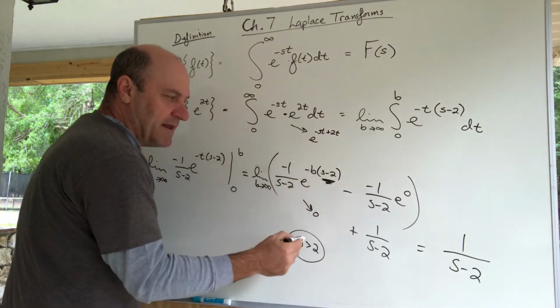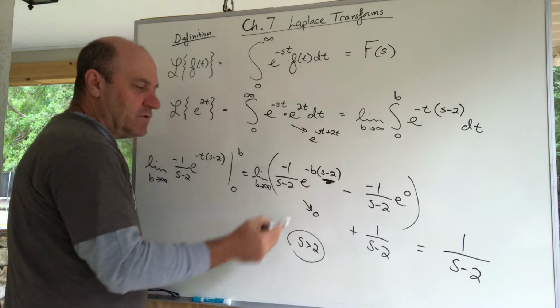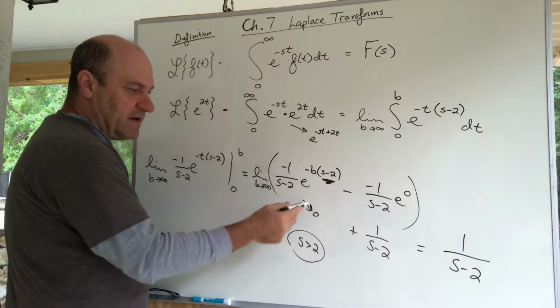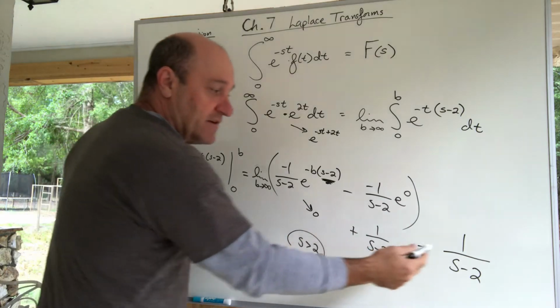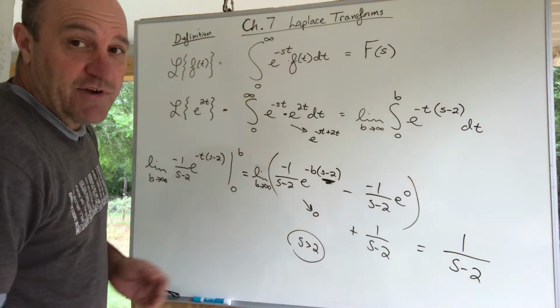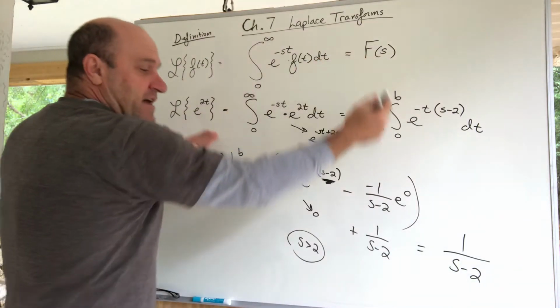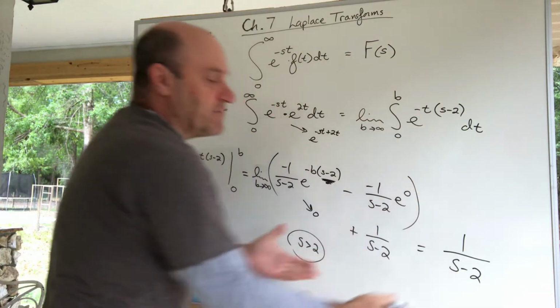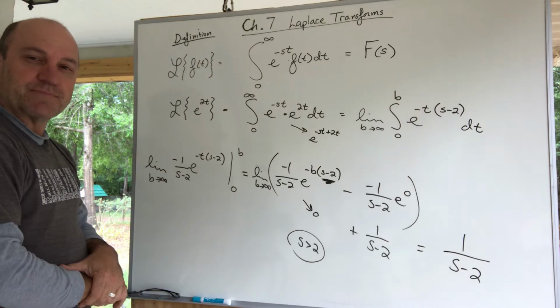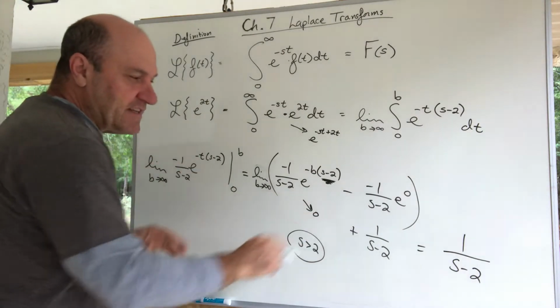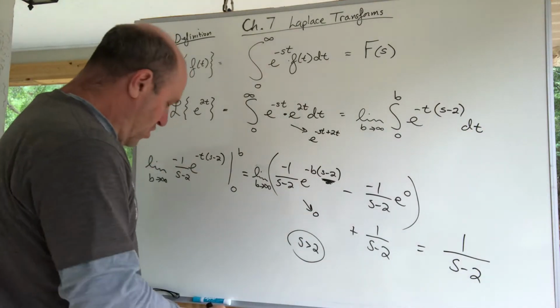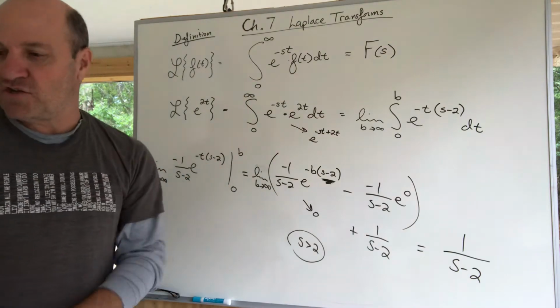So a little comment here. s greater than 2 makes this go to negative infinity, makes that go to 0, and there's the answer. And the Laplace transform of e to the 2t is this function F of s, here it is, 1 over s minus 2. So that's using the definition. I don't have too many homework problems that make you use the definition.